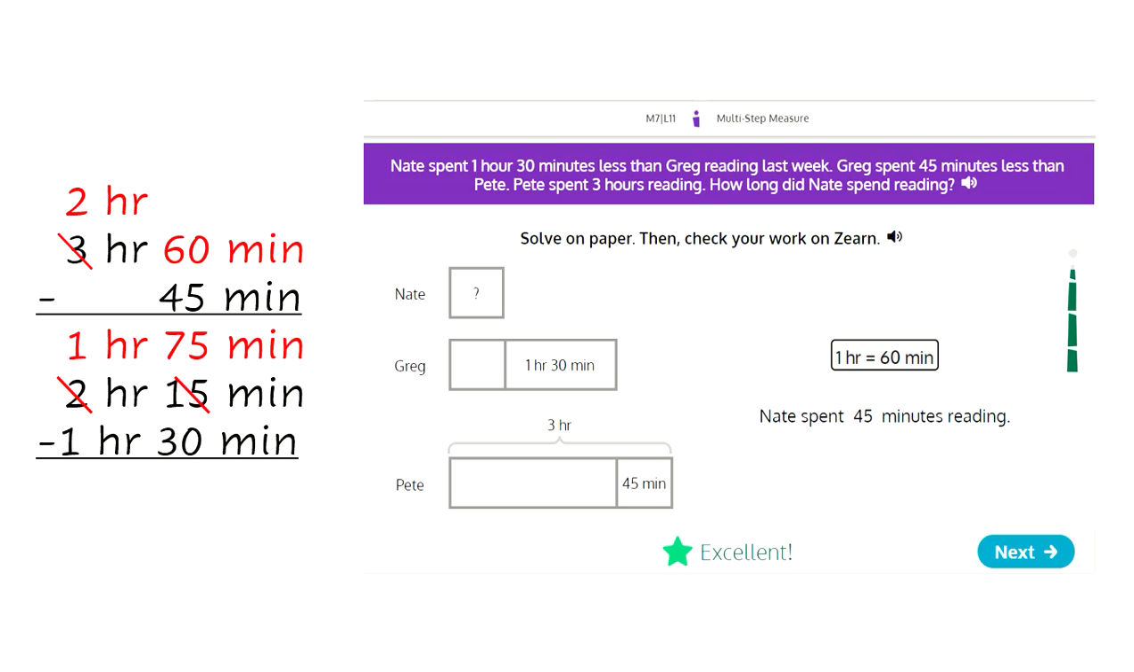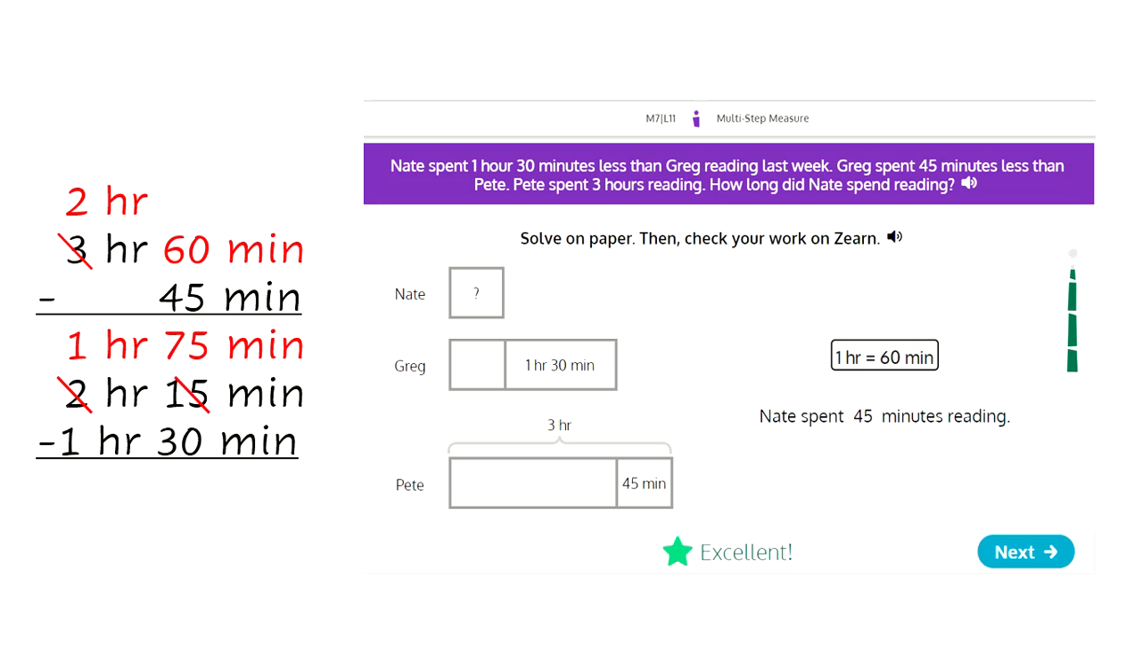That's right, we didn't have enough minutes in 15 minutes to take away 30. So we need to regroup. I need to go over to the hours column, take one of the hours. Now I have 1 hour, and I'm going to regroup that other hour as 60 minutes. So 60 plus 15 gives me 75. Now I have 1 hour 75 minutes, which is equivalent to 2 hours 15 minutes. It's just rearranged so that I can continue this work.